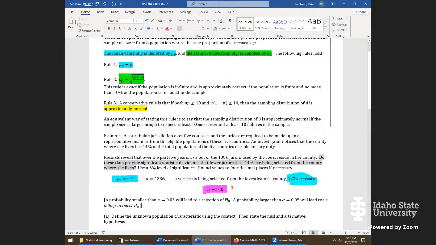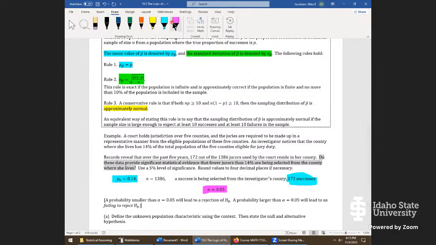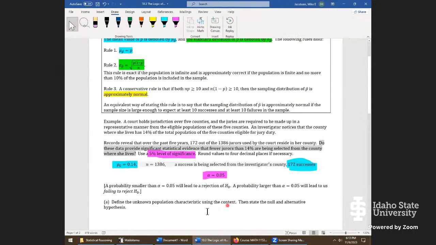And now we know what we're going to do with that alpha value, which came from, let's highlight it also right here. It's really a vocabulary kind of question because the problems are most likely going to say significance level or level of significance. We just have to know they're referring to alpha when you see that verbiage coming up in the problem. So now in part A, we're going to define the population characteristic or parameter using the context, state the null and alternative. Any questions at all first?